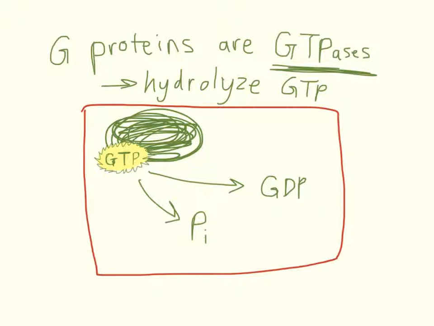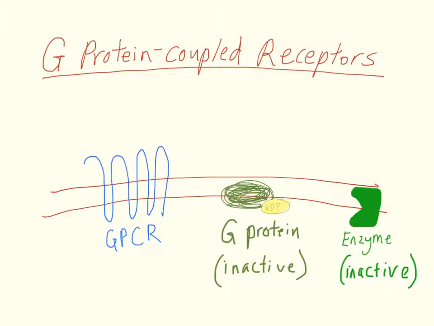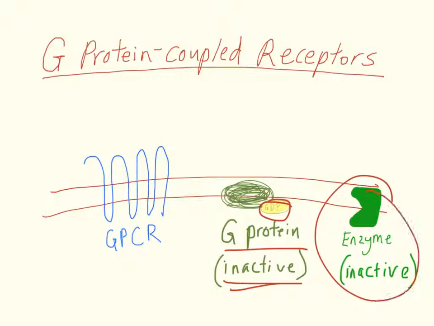Now, G proteins are actually GTPases. They hydrolyze GTP to GDP, and that's how the G protein becomes inactive again. The GTP is hydrolyzed to GDP, and the inactive G protein dissociates from the enzyme. And so both of these are now inactive. Now we have a return to the initial state, and the G protein is ready to be activated again by a G protein-coupled receptor that has a ligand bound to it.